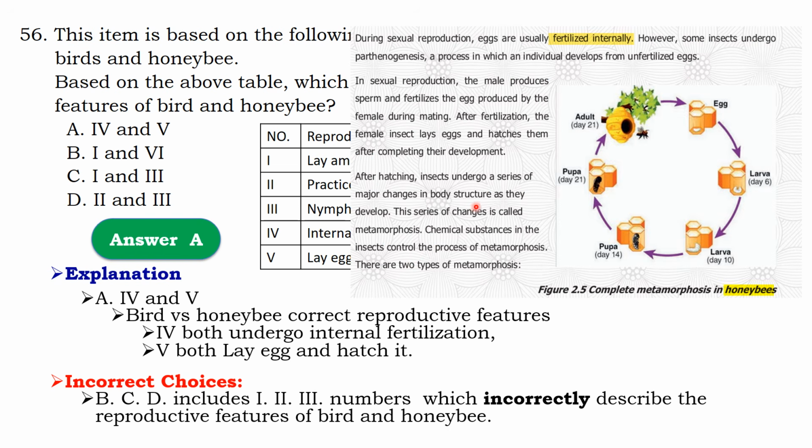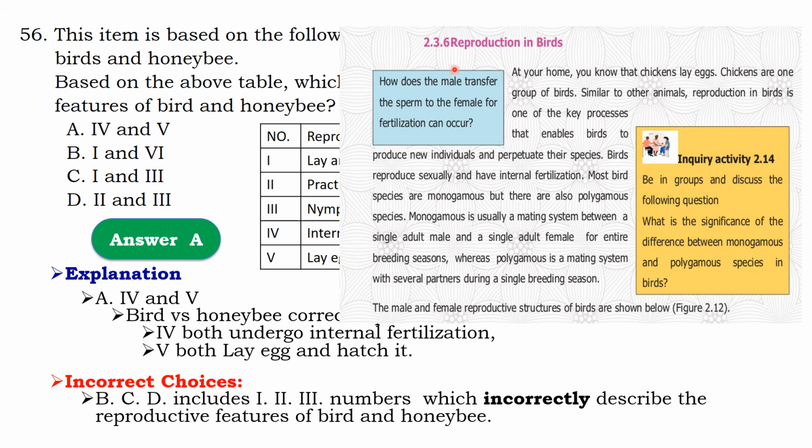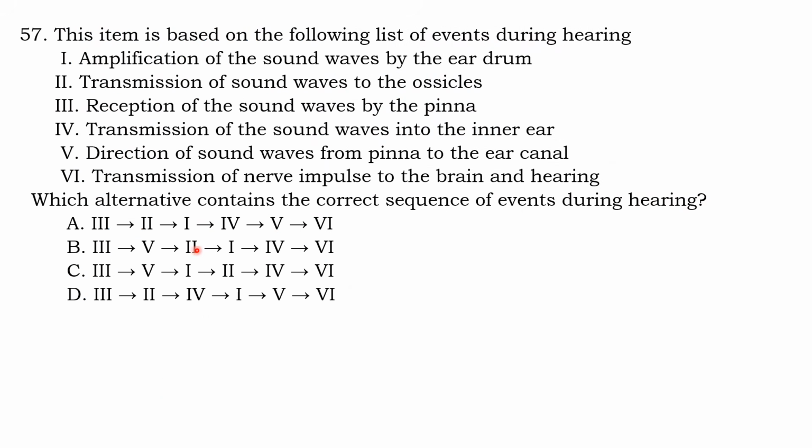We can look at biology grade 11. Honeybees undergo complete metamorphosis and also internal fertilization. Looking at reproduction in birds, they also undergo internal fertilization and they hatch their eggs. So the answer should be A.